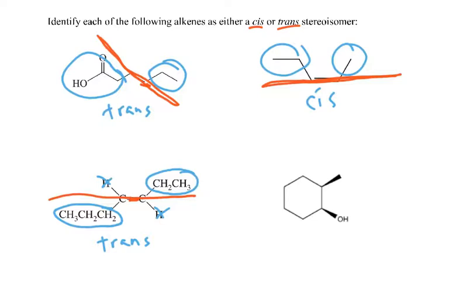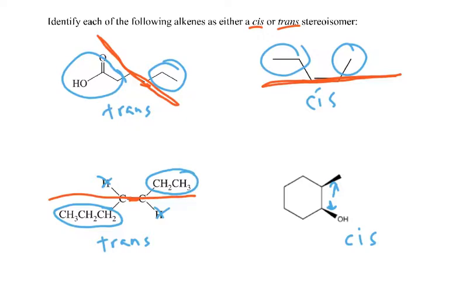And in this ring here, they are both wedges. Both of those groups are coming out in the same direction, so they would be cis. It doesn't matter that they're different groups. In all of these, the groups are different things, so it doesn't matter if they're the same or different groups. What matters is the direction. Are they sticking out on the same side of the double bond or the same side of the ring?